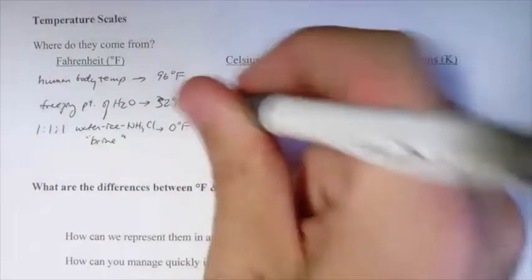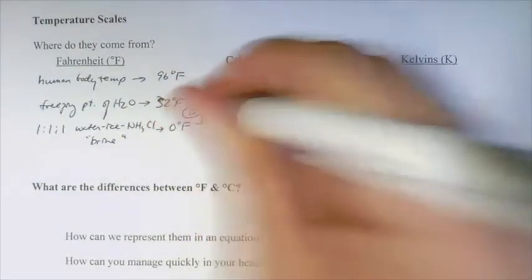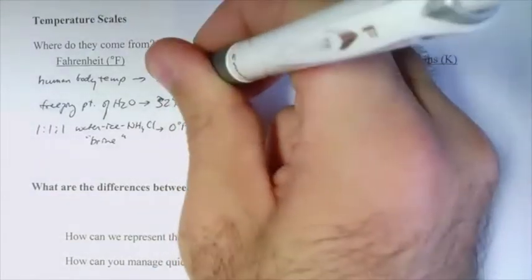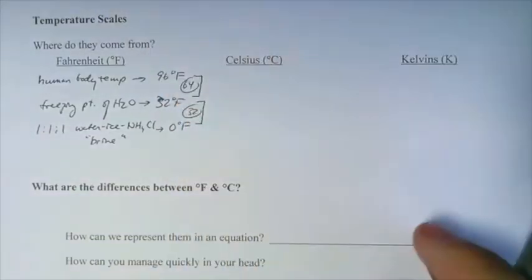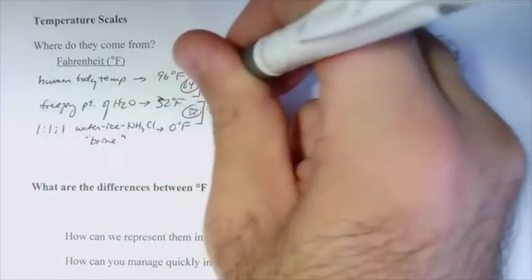And I want you to notice something here. The distance between those two degree markings is 32. The distance between these two is 64. Notice that those are powers of 2. This is 2 to the 5th. This is 2 to the 6th.